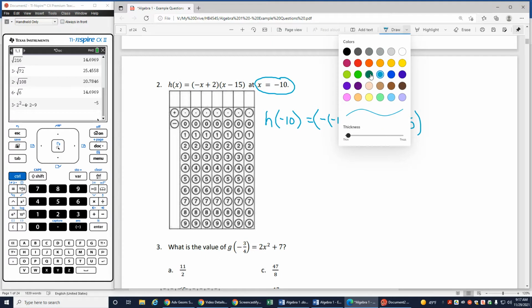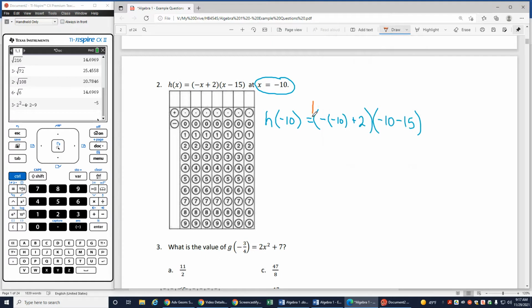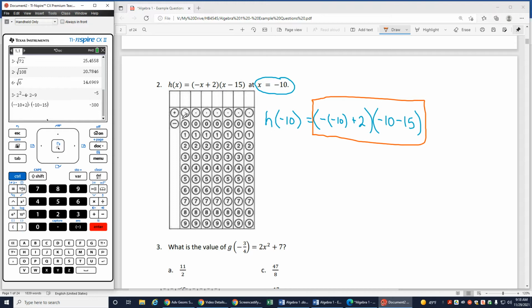And then to solve this, I'm going to put all of this in on the right side of the equals in my calculator, just like I see it. So in my calculator, I'm going to do parentheses, negative, parentheses, negative 10, so that I have that negative, negative 10. Plus 2, close parentheses, open parentheses, negative 10 minus 15. And it already has the closed parentheses there, but I like to click it just to ensure it gets there. So you can see I have negative x plus 2 times x minus 15. When I hit enter, I get an answer of negative 300.